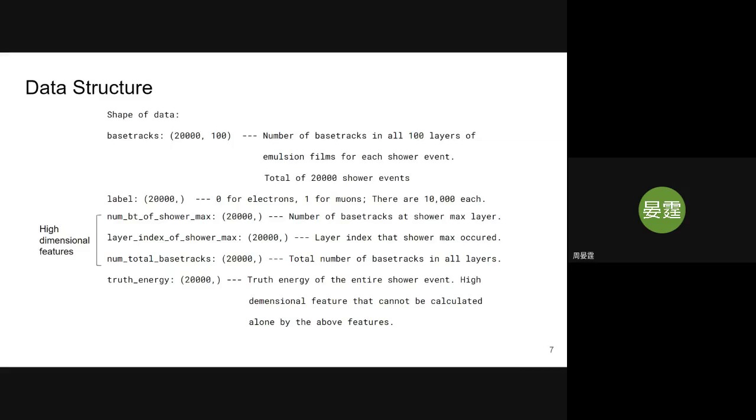The last feature is truth energy. By looking at the reference material, while it is possible to estimate the energy of the shower event from the base track data, you would need more information and features, such as the slopes of the base tracks, the position of each base track in the film, and so on. And only after combining all this, then you can estimate the shower energy. So this is impossible to do with just this dataset, in my opinion. So when training, I treat this truth energy feature more like a low-dimensional feature rather than a high-dimensional one.